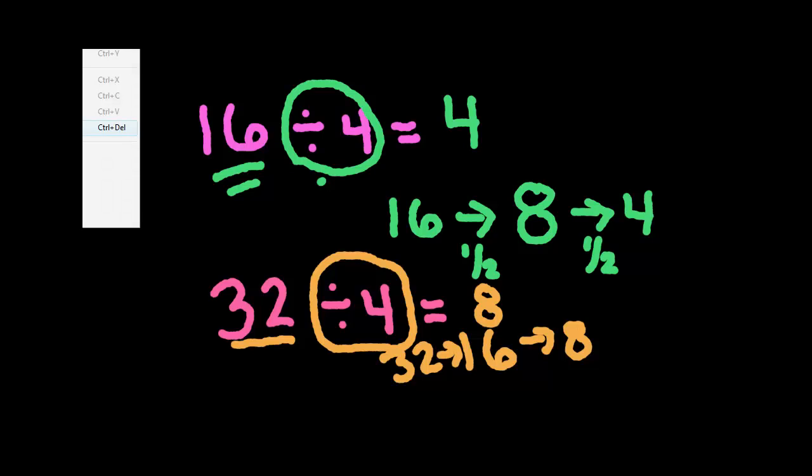The next one we're going to look at is our 5s. Let's start off with multiplying by 5. When we multiplied by 5, we used a clock.